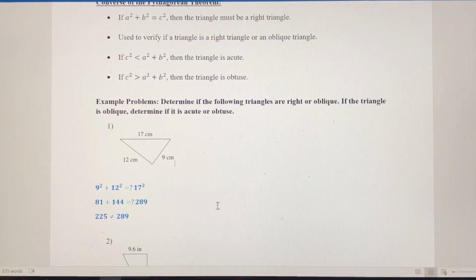Now what I do know is that 225 is less than 289. That means c squared, this 289, is greater than the sum of the two squares over here, 225. That means I have an obtuse triangle. Don't use the look test. This doesn't look like it's an obtuse angle, but that's irrelevant. Maybe it's 91 degrees, maybe it's 92 degrees, who knows? We'll find out how to find that angle later on in our trig unit. But what I do know is that c squared is greater than a squared plus b squared, so I have an obtuse triangle.